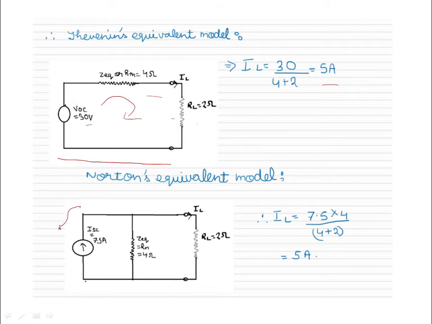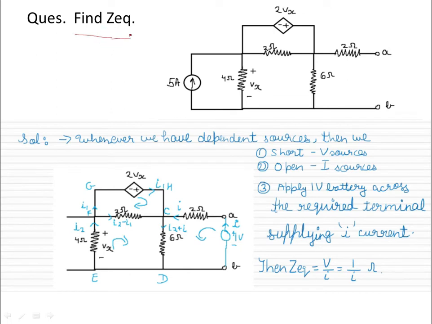Also we can see its Norton equivalent is this, and now the current flowing in 2 ohm by using the current division rule: 7.5 divided by total resistance, which is 4 plus 2, and multiplied by the resistance of the other branch, which is 4, we get 5 ampere. So you can see by using the Thevenin or Norton equivalent model, you can find the load current so easily. Therefore, this equivalent model is used to simplify your question. Okay, now we have another question, in which you just have to find the Z equivalent.